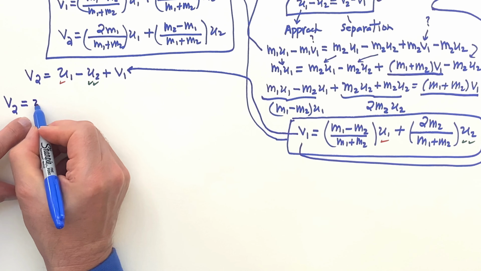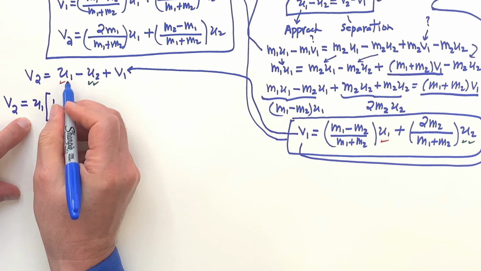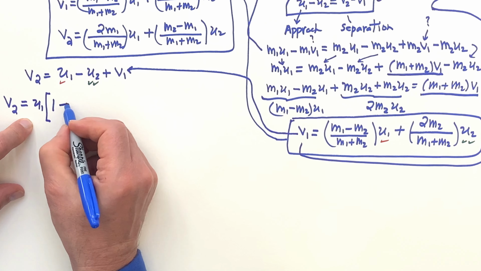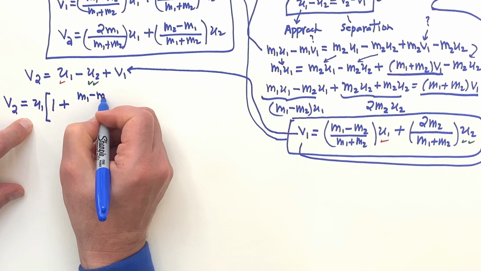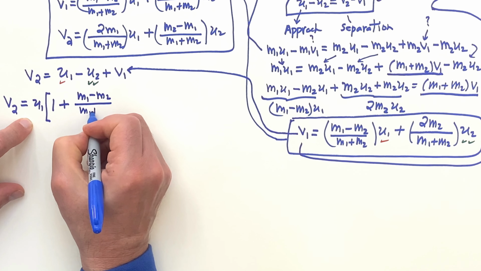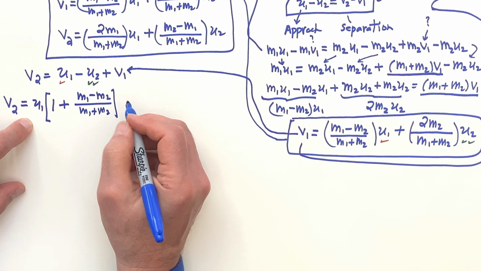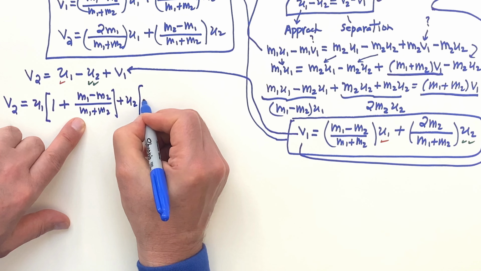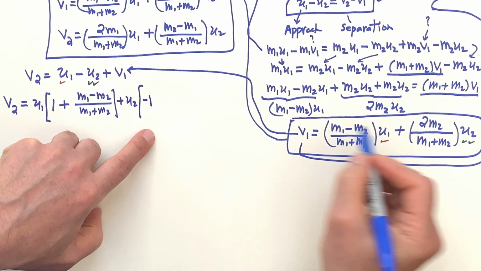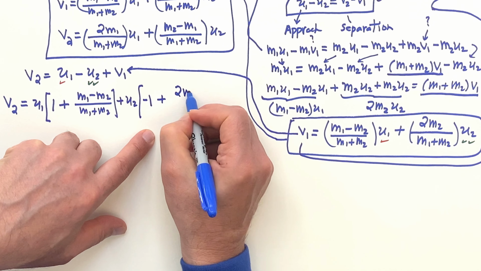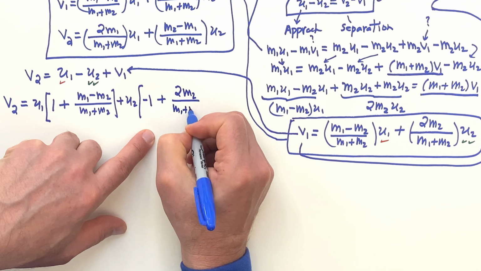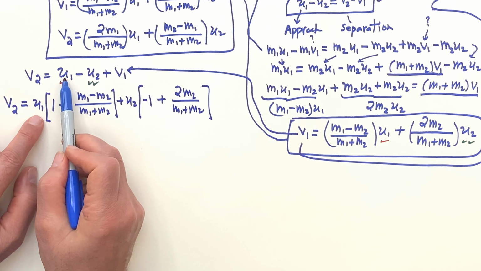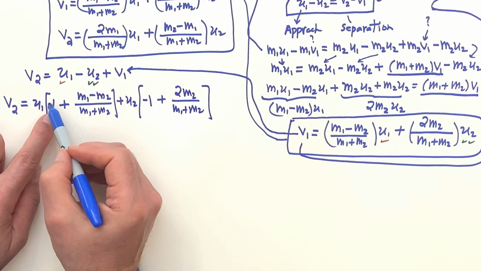So that means for the U1 piece, I'm going to have 1, and then I'm going to add this, plus M1 minus M2 over M1 plus M2. And then for the U2 part, I'm going to have a minus 1, and then I'm going to have this, 2M2 over M1 plus M2. All right, let's check that. So the U2 is going to be a U1. There it is, the U1.